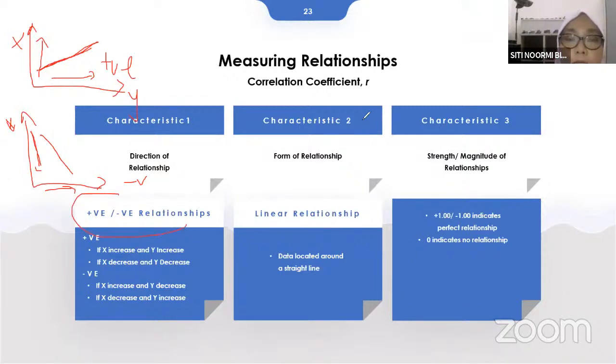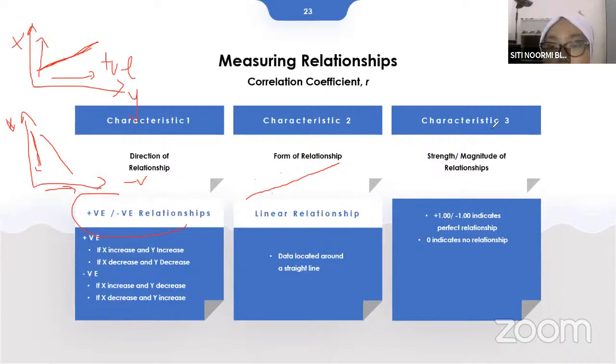Next one, characteristic 2, which is the form of relationship. Sometimes the researcher is interested to see the linear relationship between variables. Linear means that the relationship between both variables can be graphed in one straight line, in which the data is located around the straight line.